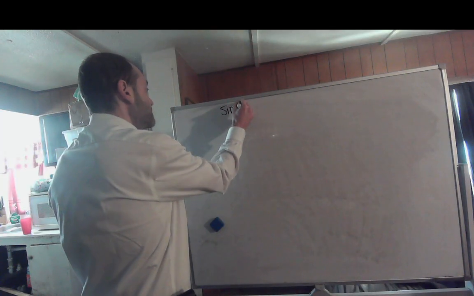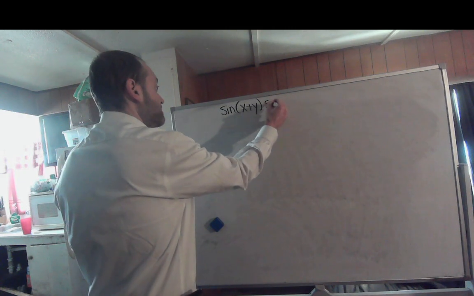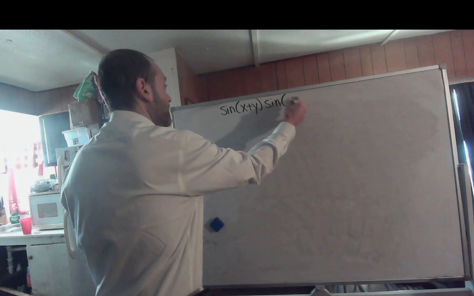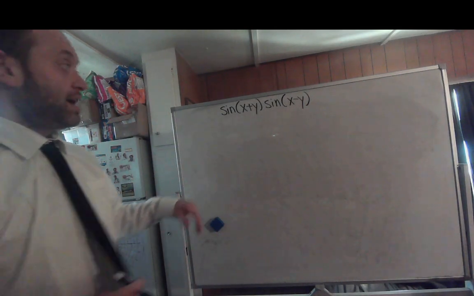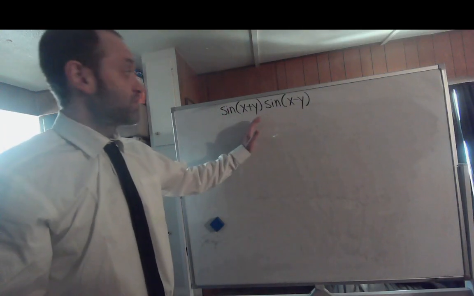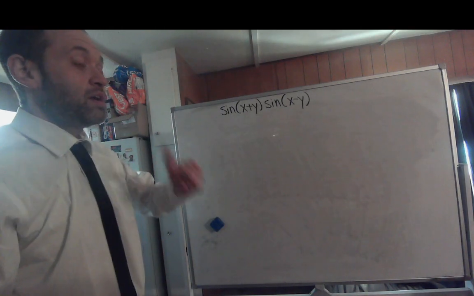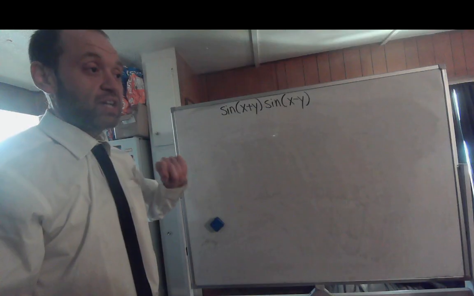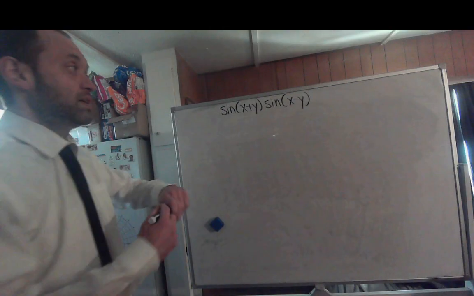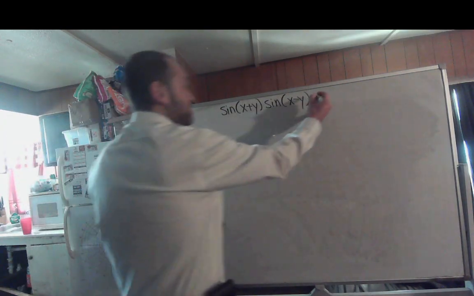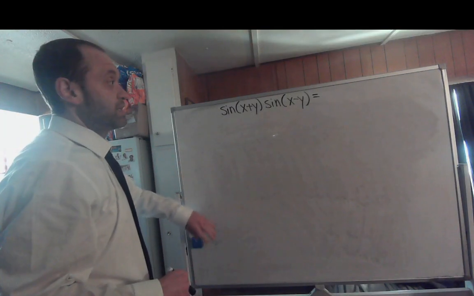Let's say you have the sine of the quantity of x plus y times the sine of the quantity of x minus y. So you have the sine of the quantity of 2 angles, which are both a sum of angles. Well, we don't need to break out the sum formulas. We can just still use the product of sum formulas. We're not going to have to bust out the sum formulas.